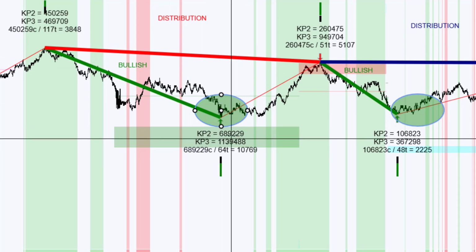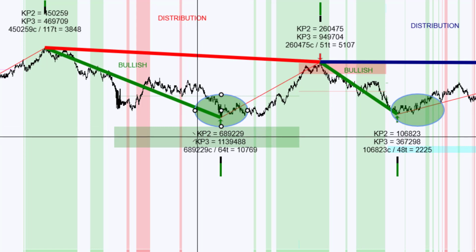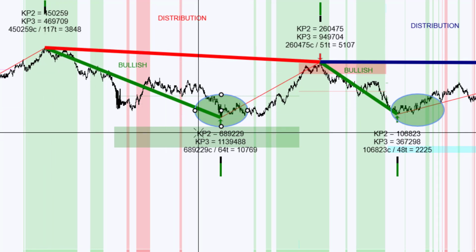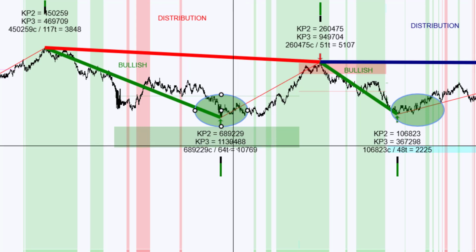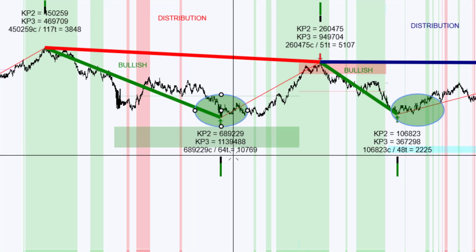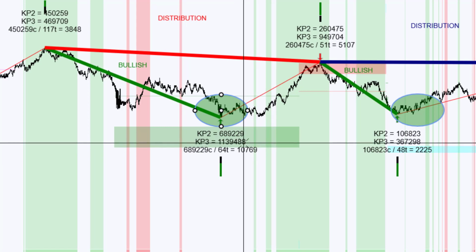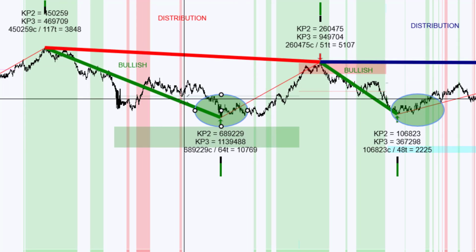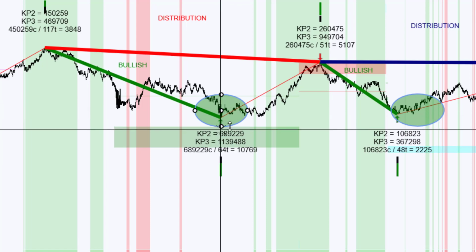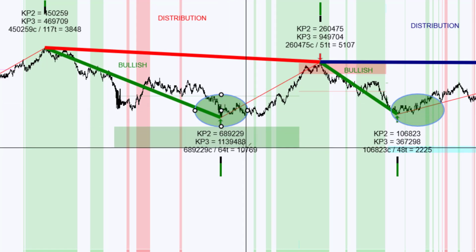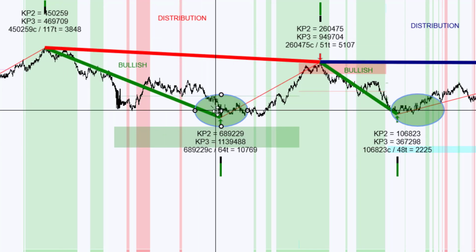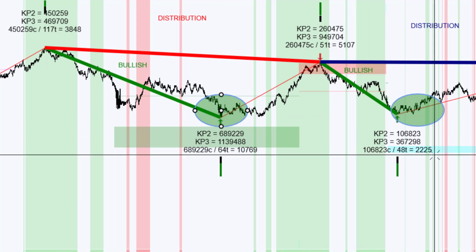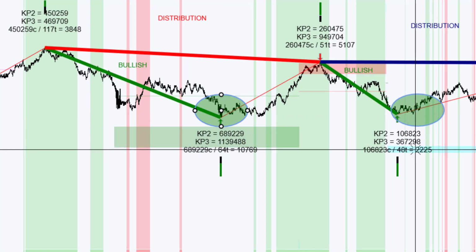So if you look at this number right here, the number marked KP2, the delta was actually a positive 689,000 shares. And that equates to almost 10,700 shares per penny that dropped right here. So this is a huge sign in and of itself of accumulation, that they were so interested to be buyers this entire way down.